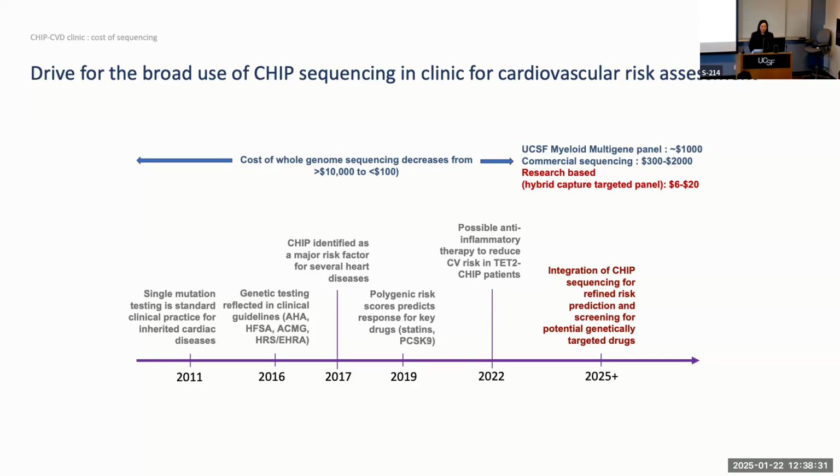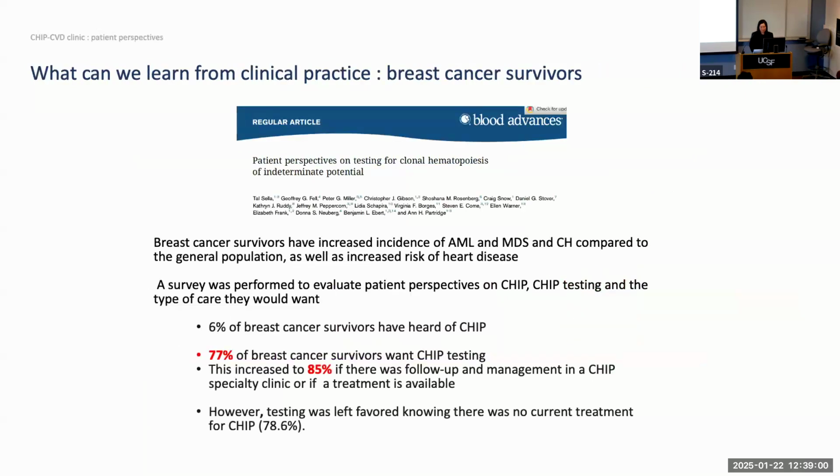So I think cost is a feature that will soon be a barrier that we can overcome in the next few years. But again, as I mentioned, this is a relatively new field of study. CHIP has only been, in terms of our viewpoint in cardiovascular disease, over the last 8 to 10 years or so. What do patients know about CHIP? We don't really know, because there aren't many studies that look at patient understanding of CHIP as a risk factor for cardiovascular disease, which I find fascinating. But we can look to our friends again in the hem-onc space to see what the appetite is from a patient perspective in terms of CHIP sequencing.